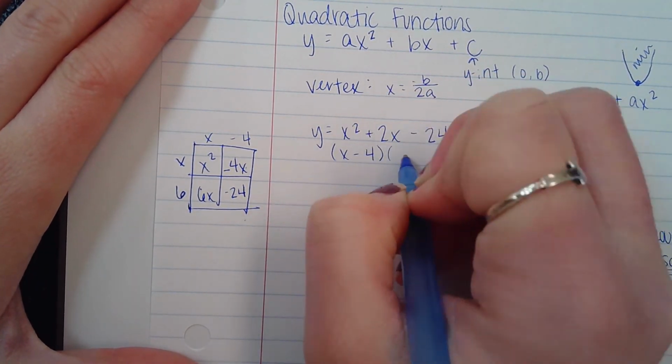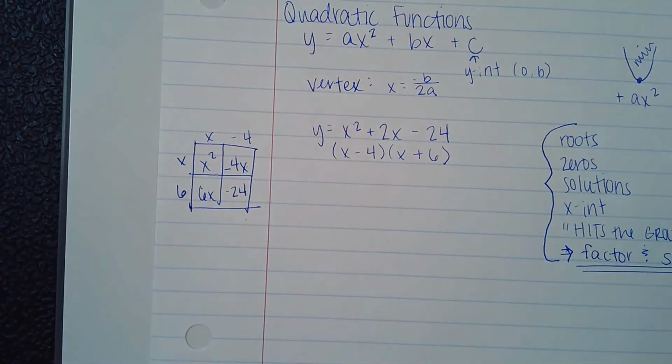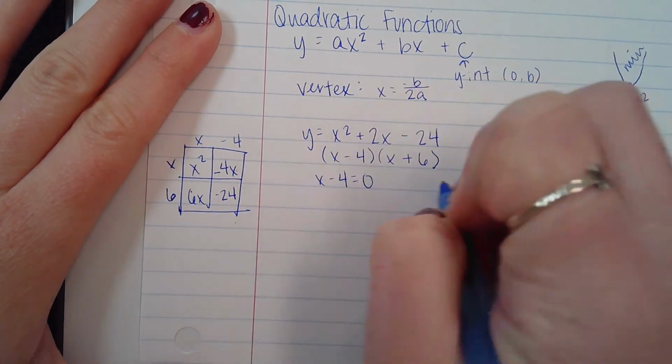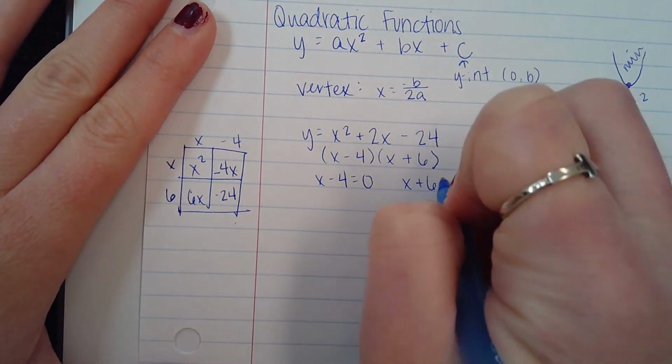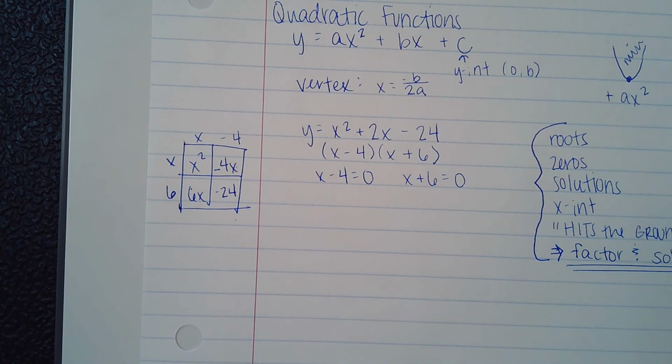X minus 4 and x plus 6. Perfect. Are we okay with that, y'all? Awesome. So from there, once you've got your factors, remember when we're solving, we set each factor to 0, and then we solve individually from there. So we would say x minus 4 equals 0, and x plus 6 equals 0. Then it's one step to solve both of those, yeah?